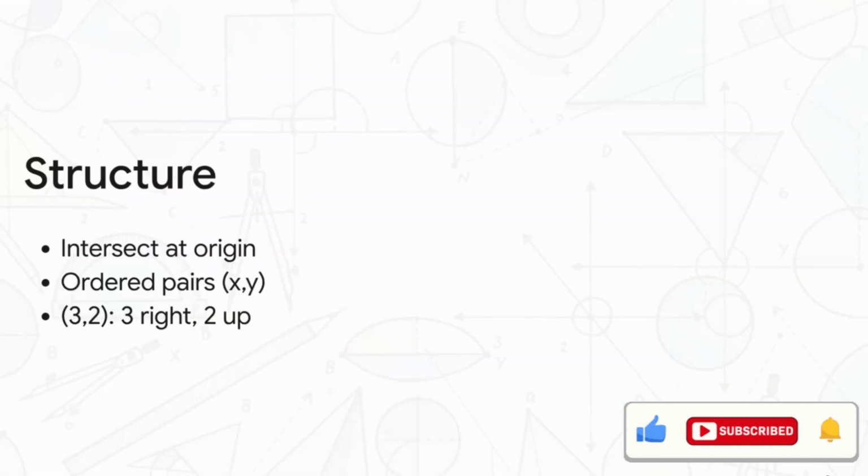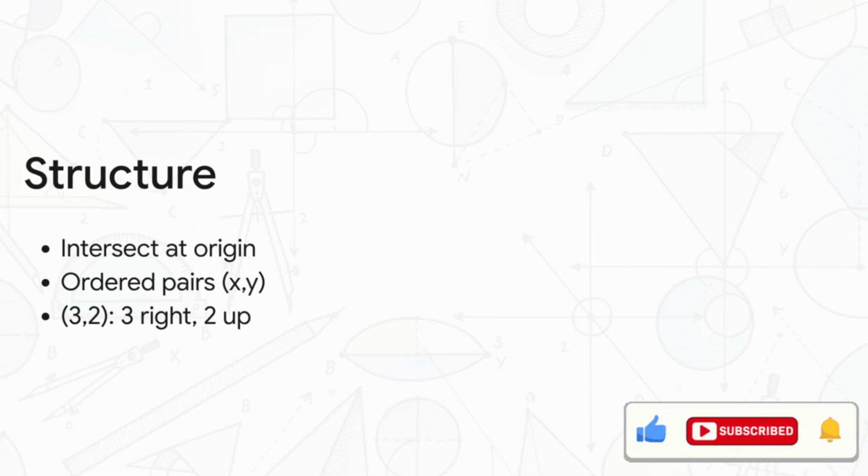So how does this grid actually work in practice? Well, it's built on two perpendicular number lines that cross each other right dead in the middle, at a point we call the origin. The coordinates for this origin are simply (0, 0). From there, every single point on the plane is represented as an ordered pair of numbers written as (x, y). It's basically a set of walking instructions.